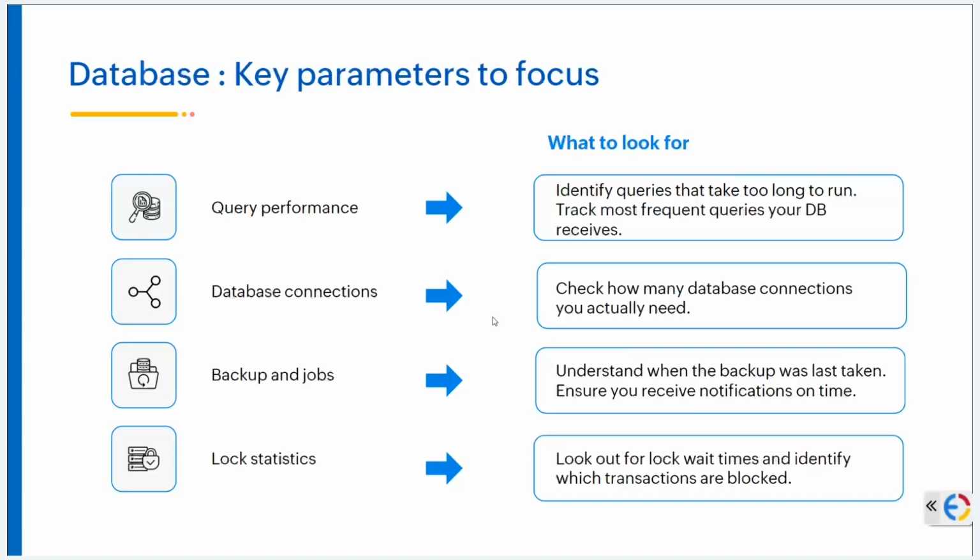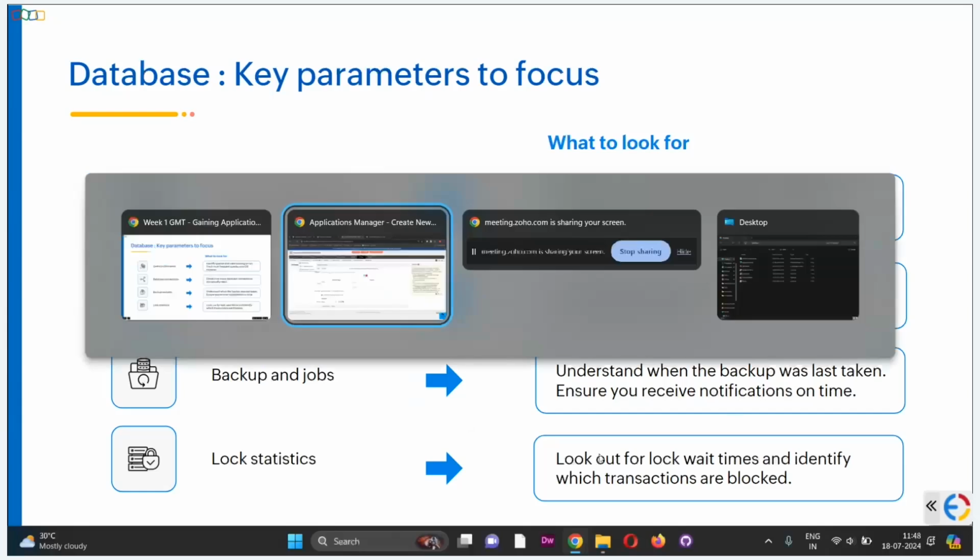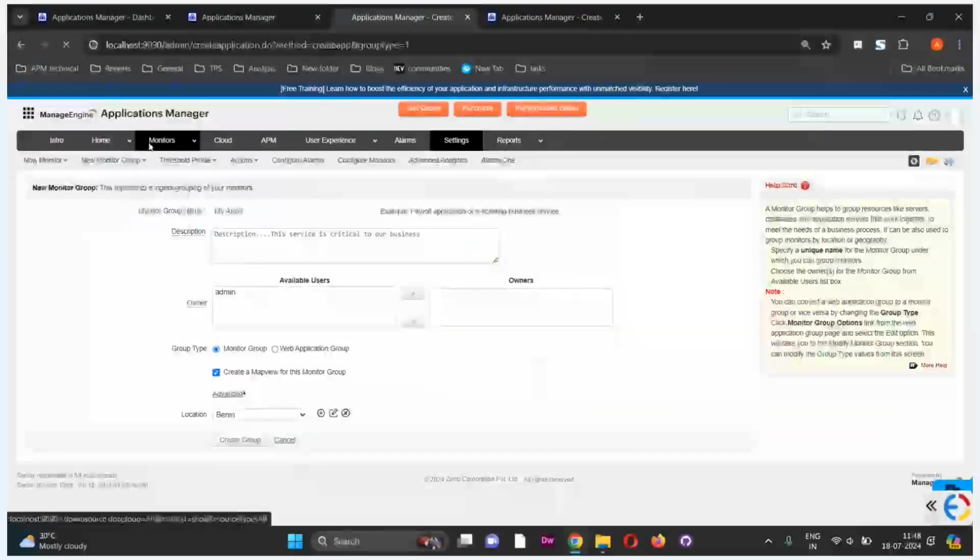Applications Manager can pinpoint the slow-running queries that are hindering the database performance. By identifying these queries with the help of the metrics listed here, you can prioritize optimization efforts and address the root cause of sluggish database operations. So let me show you how it looks in the UI and what metrics you can monitor in all of these servers.